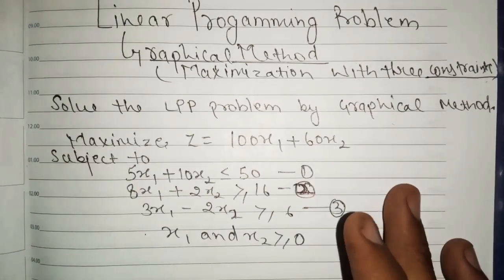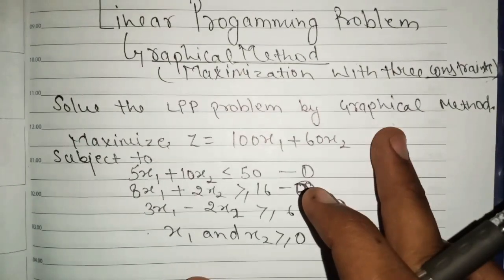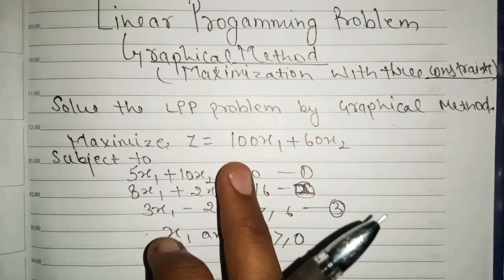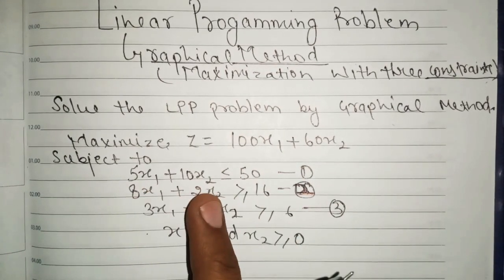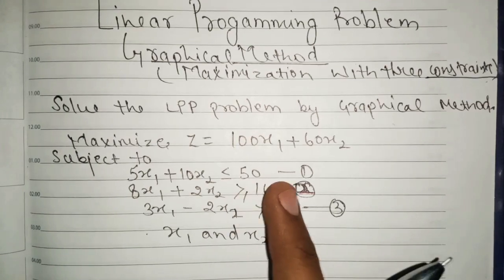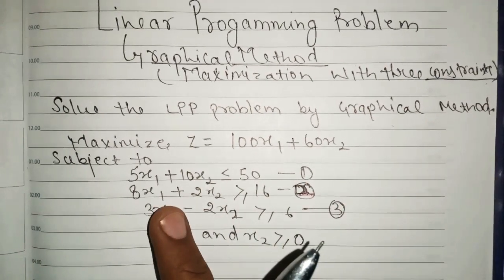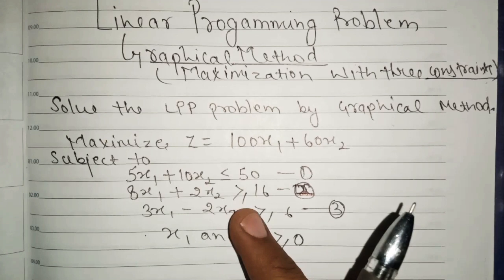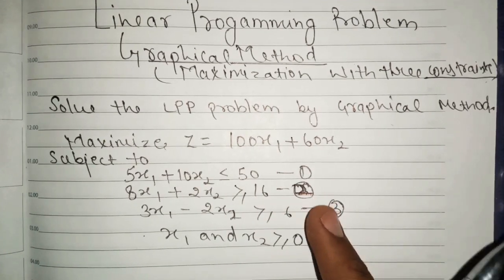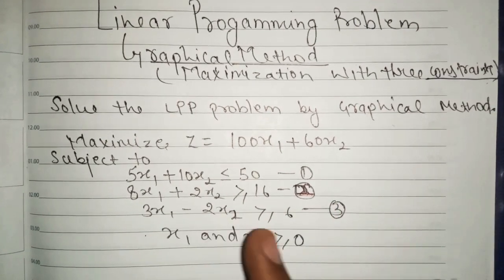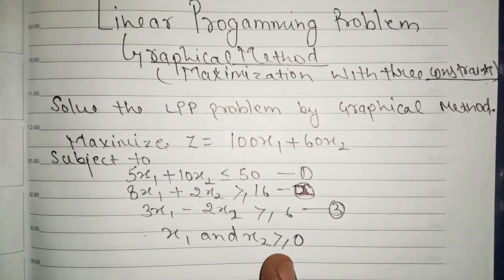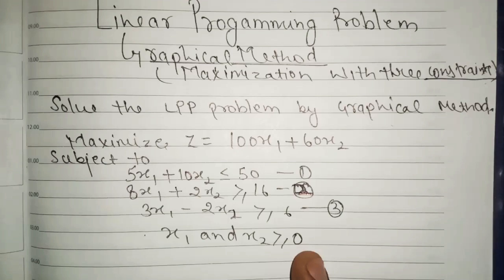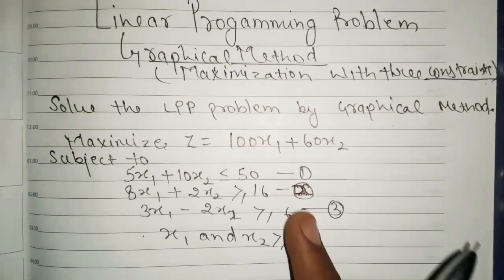So this is our problem. Solve the LPP problem by graphical method. Maximize z is equal to 100x1 plus 60x2 subject to 5x1 plus 10x2 less than or equal to 50 is the first constraint. 8x1 plus 2x2 greater than or equal to 16 is the second constraint. 3x1 minus 2x2 greater than or equal to 6 is the third constraint, and x1 and x2 are also greater than or equal to 0. So this is our problem with three constraints.